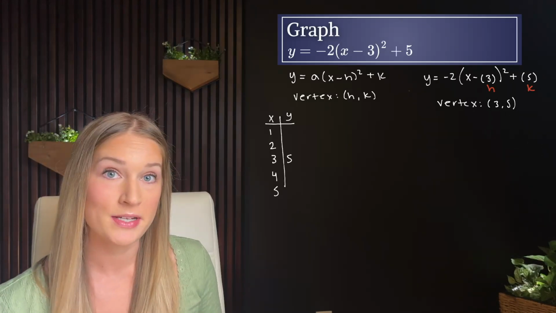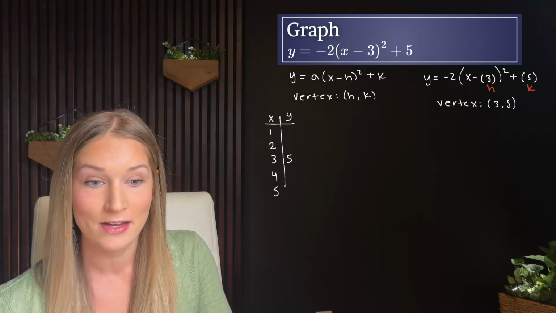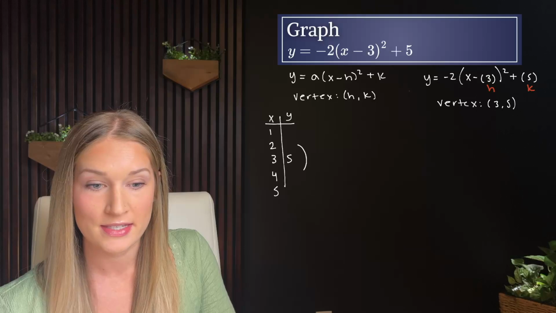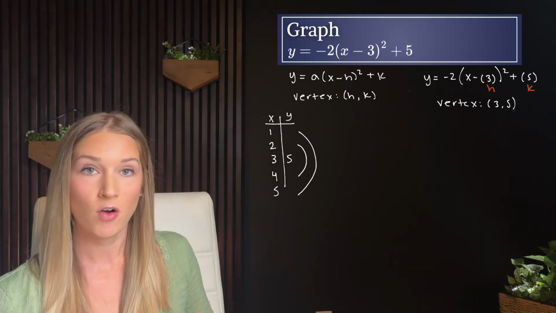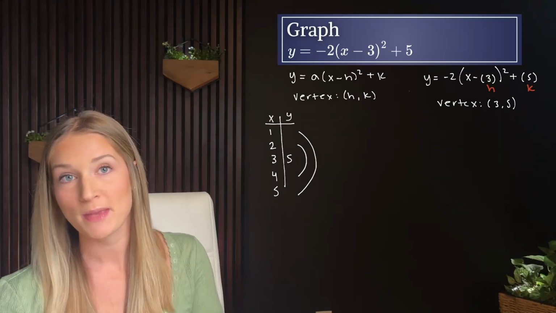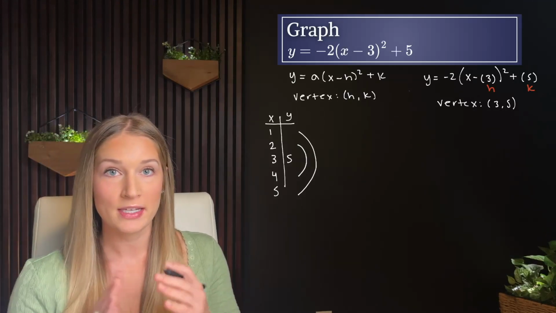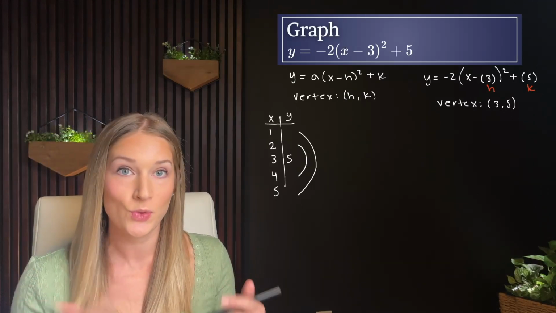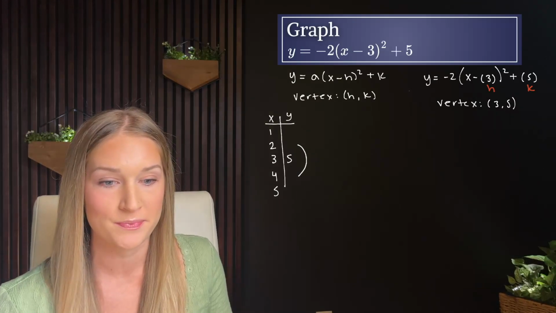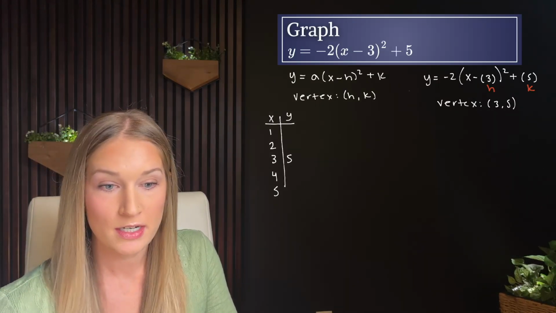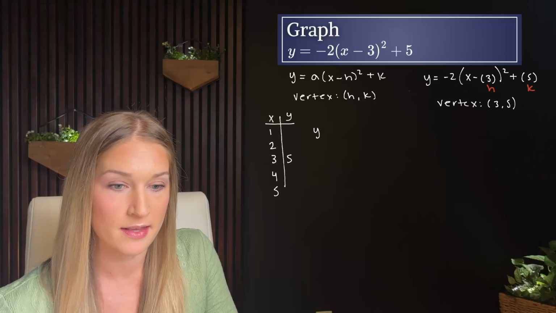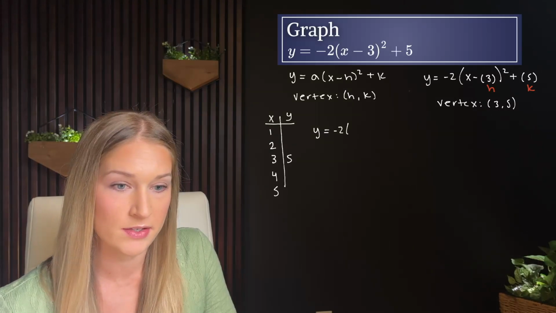Something that you're going to notice if you do it this way is that the x values on either side of your vertex, they are going to give you the same output, and that goes back to the fact that parabolas are symmetric. So if we're going equal increments away from your vertex, you're going to get out the same y values. What I'm going to do from here is just take these x values and plug them in and see what y values I get out.